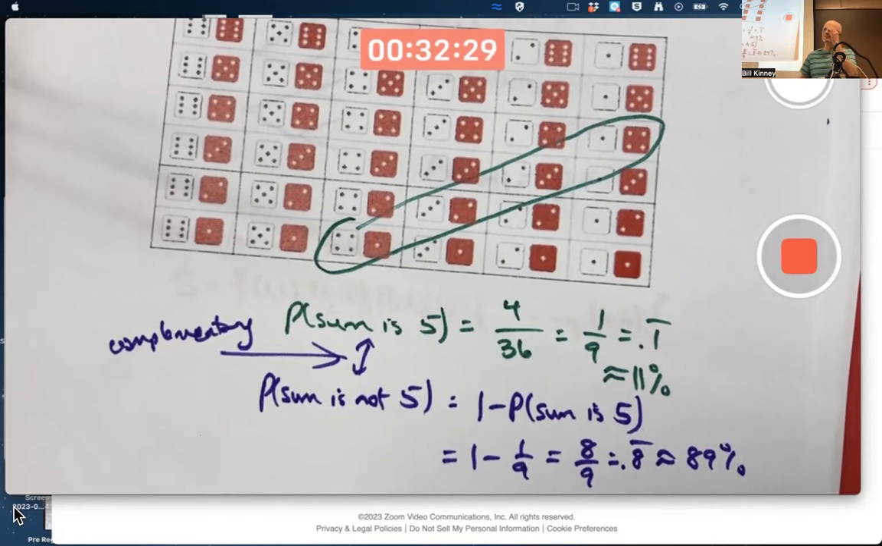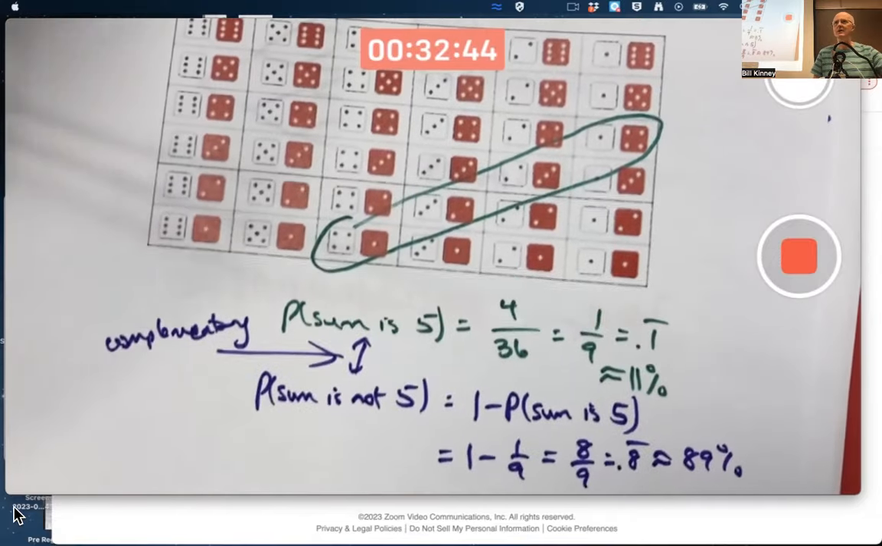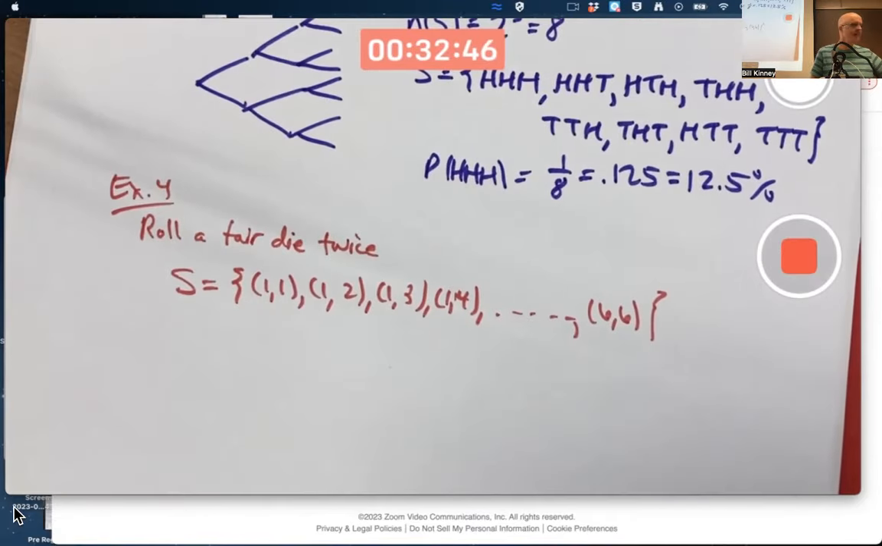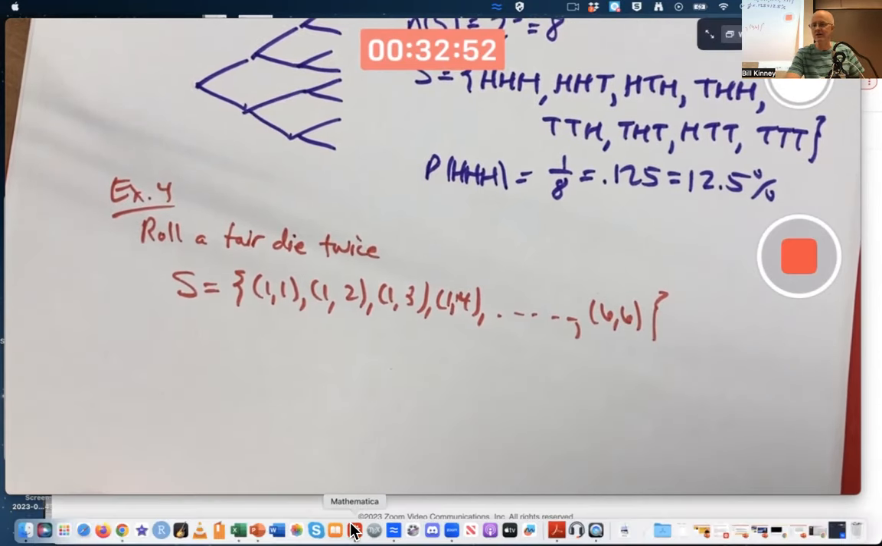Okay. Pretty basic ideas in the context of fairly simple examples, but again, these apply to harder things. We're about to do something harder now. I'm going to talk about combinations and permutations and how that applies to harder probability problems.